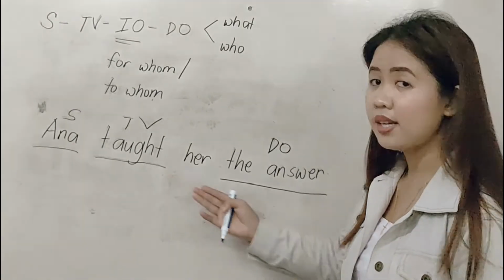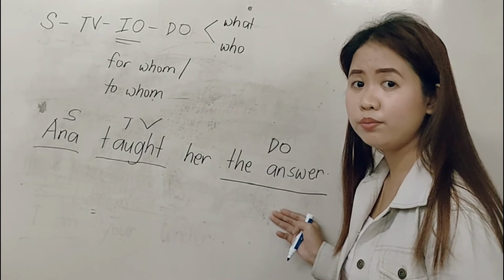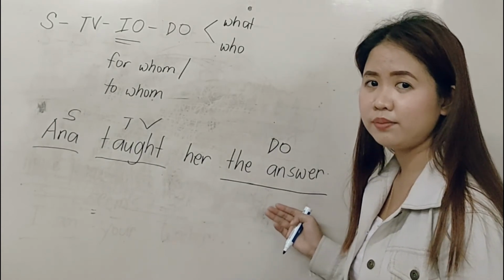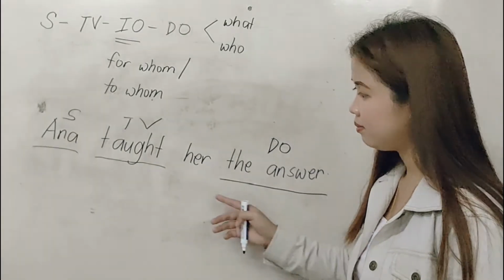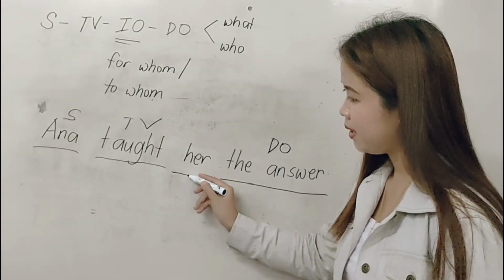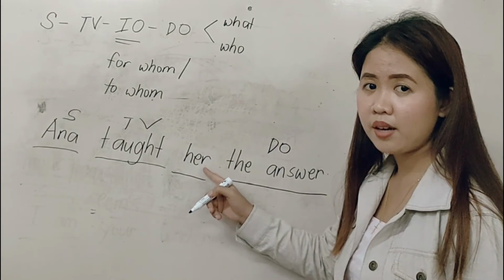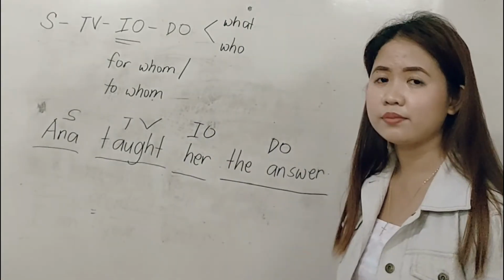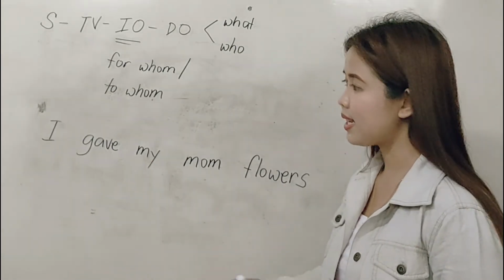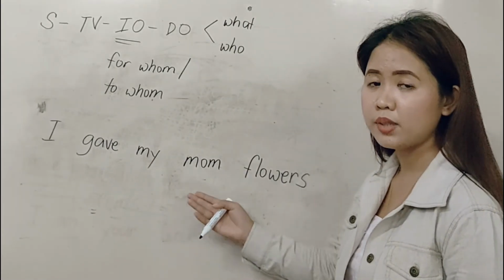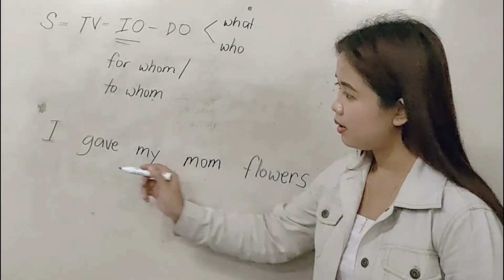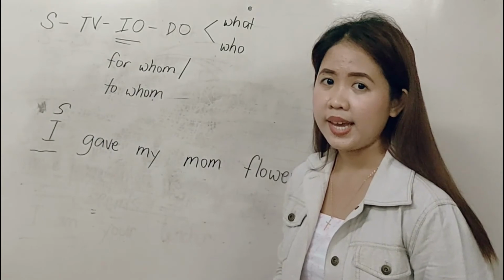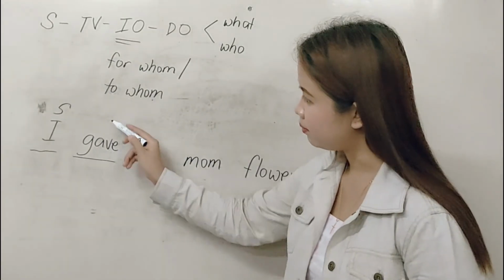Anna taught the answer to whom? Or kanino itinuro ni Anna ang sagot? The answer is her. Meaning to say, the word her is considered an indirect object. We have here another sentence. I gave my mom flowers. I is the subject. Gave is the verb.